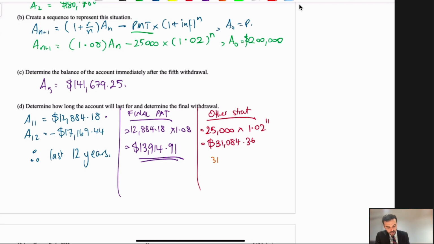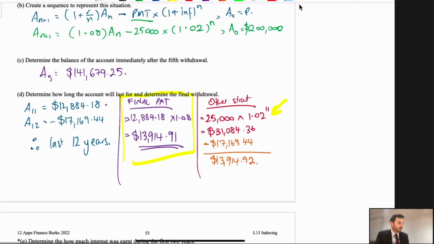So now we can use our strategy. And in fact, for my working, I'll take off that $17,169.44. That's how much you've overpaid. And therefore that final amount is 13,914.92. So you can see here they're very, very similar. Now this one here is definitely the strategy to use, but I hope you appreciated how this other strategy is working as well. Let's move on to E.